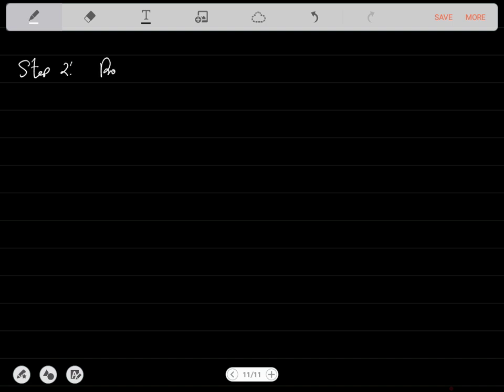Step 2. Here we don't prove, but we assume. It's an assumption. Assume that the statement is true for n equal to k. What is the statement? So we copy the entire statement.